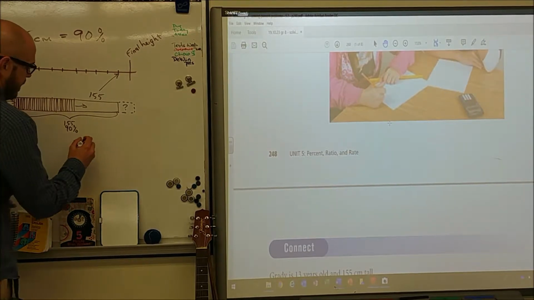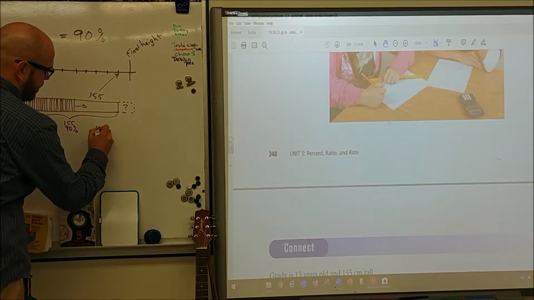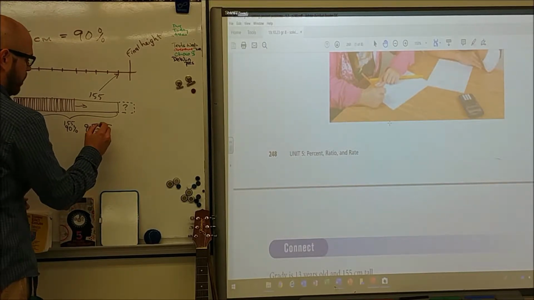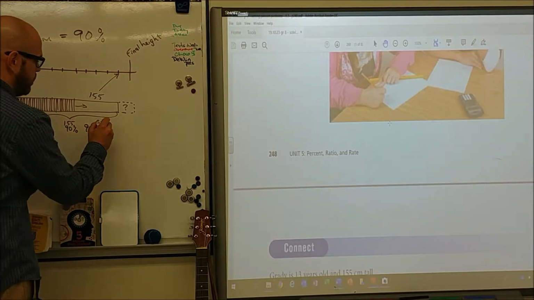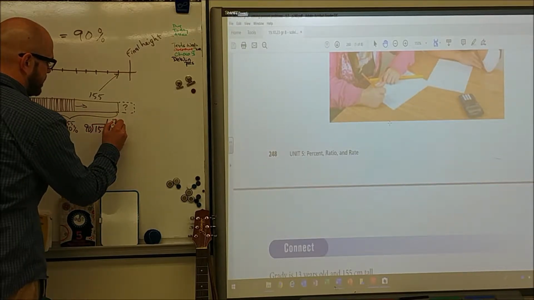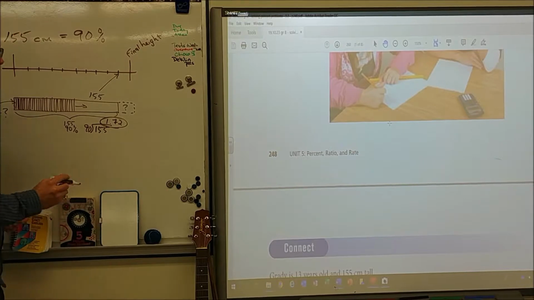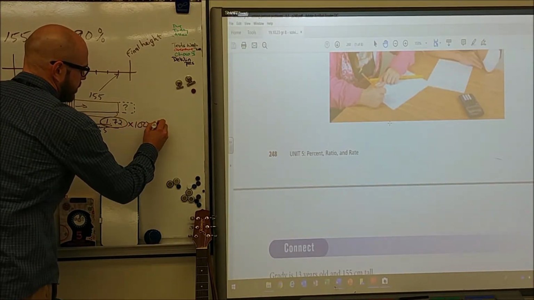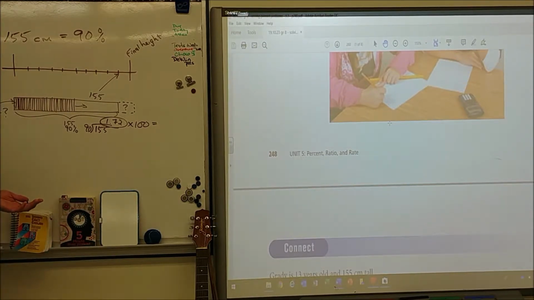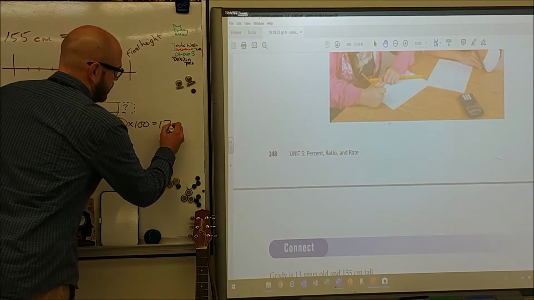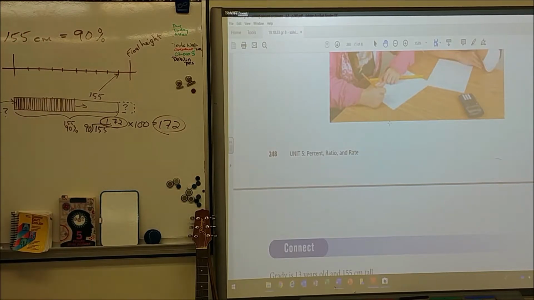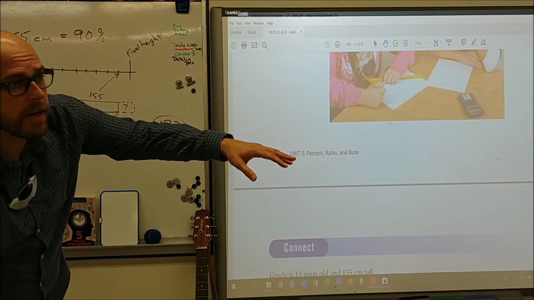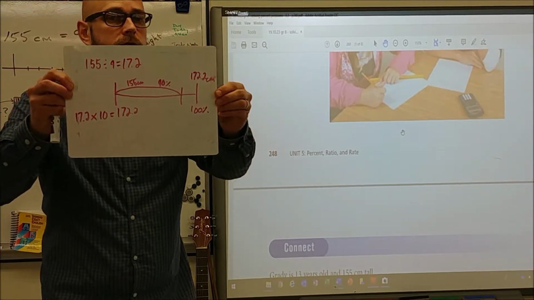When I take 155 divided by 90, I get 1.72, I think, and so you end up with 1.72 all told. So if 1% is 1.72, you just go 1.72 times 100, and we've got 172. But then I noticed all three kids in the front row did something different. This is what they did.